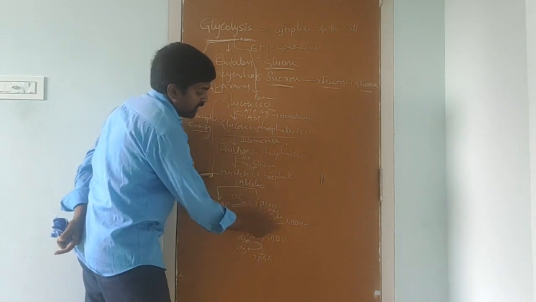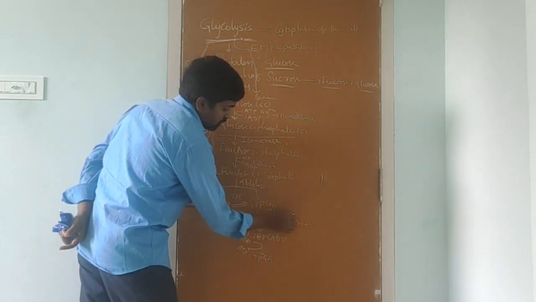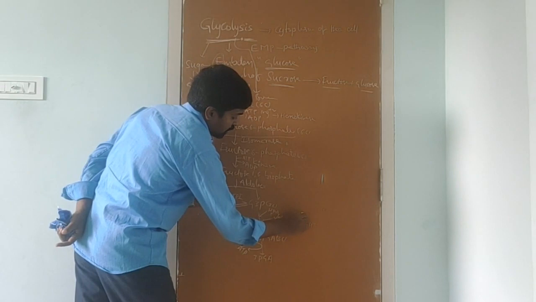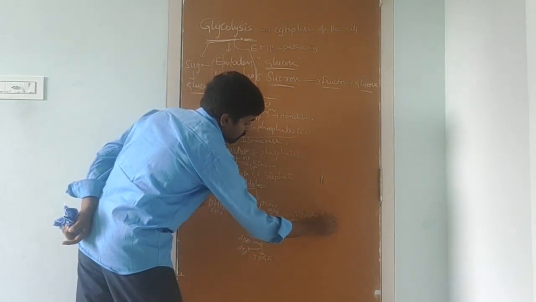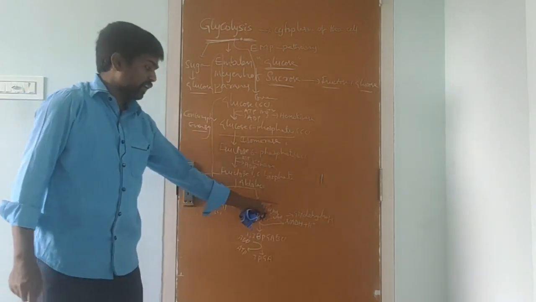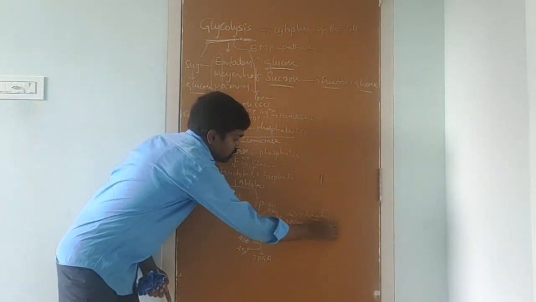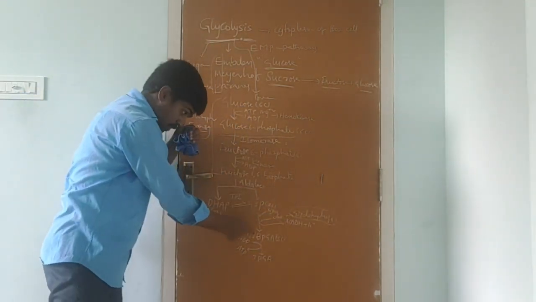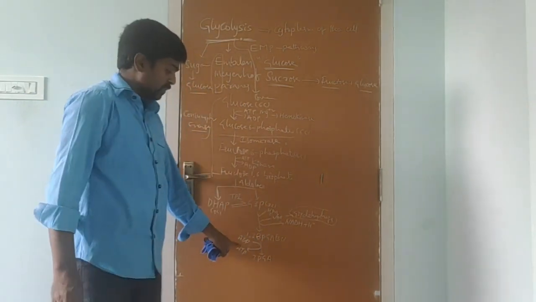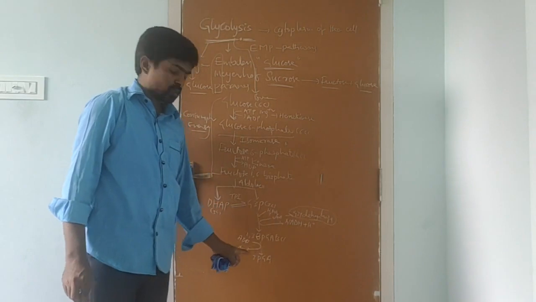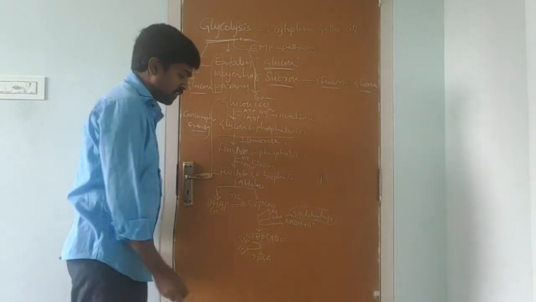Glyceraldehyde 3-phosphate dehydrogenase. In the presence of this enzyme, we can expect conversion of glyceraldehyde 3-phosphate to 1,3 bis-phosphoglyceric acid. Now we are expecting which one? Conversion of 1,3 bis-phosphoglyceric acid to 3-phosphoglyceric acid.